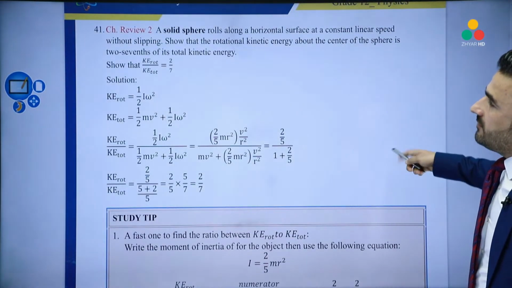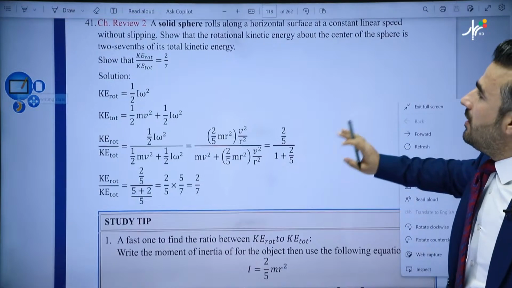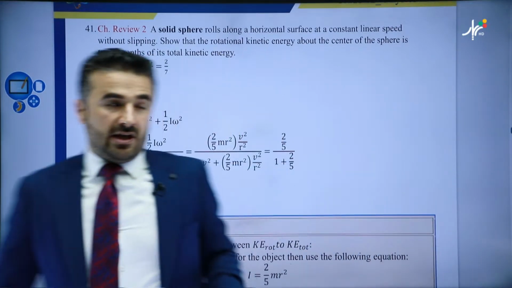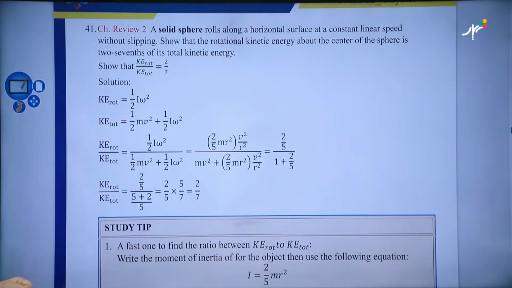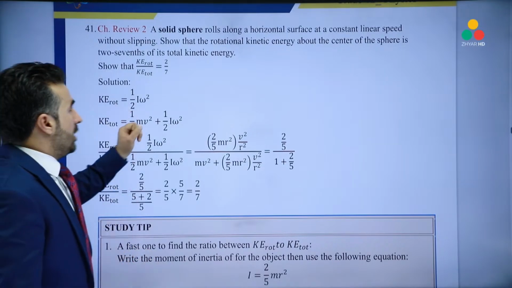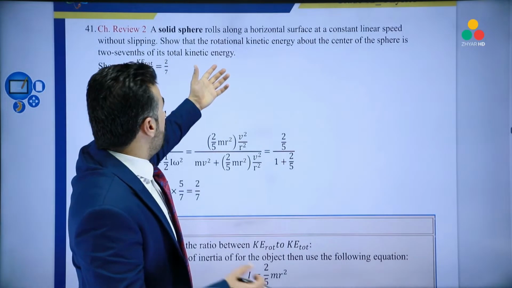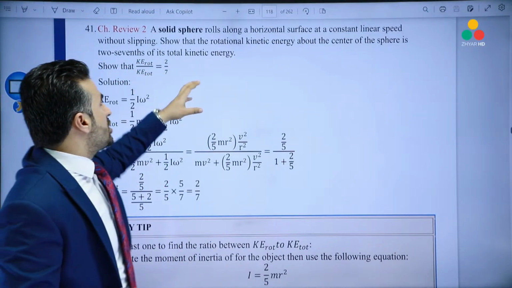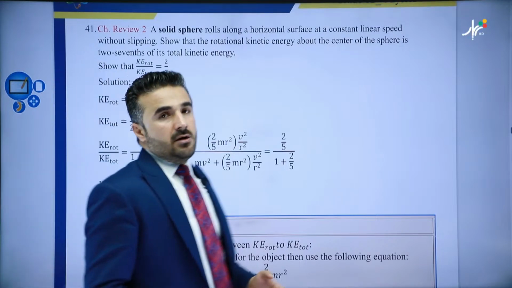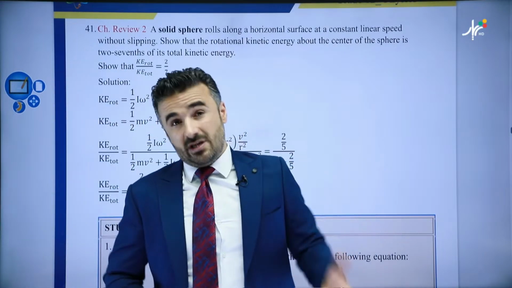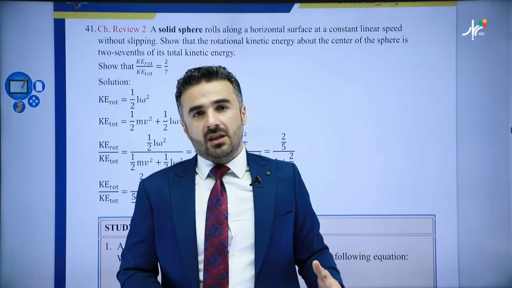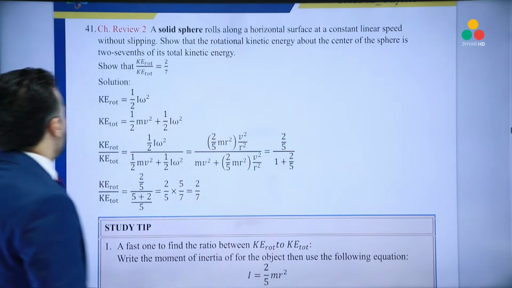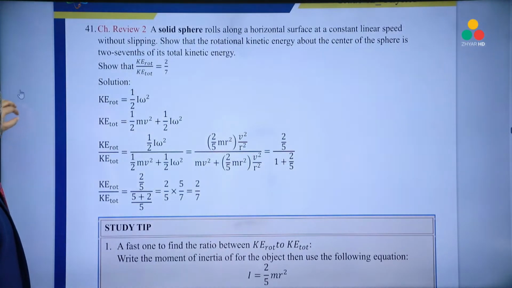We have question 48. Take a look. In this question, this is very important. It says a solid sphere rolls along a horizontal surface at a constant linear speed without slipping. Show that the rotational kinetic energy about the center of the sphere is 2/7 of its total kinetic energy. And you already know that 2/7 is a fraction, which means 2 divided by 7, 2 of the 7. Okay, so how are we going to do this?